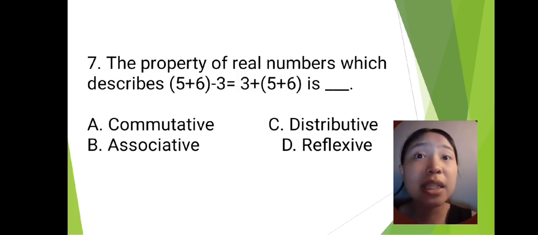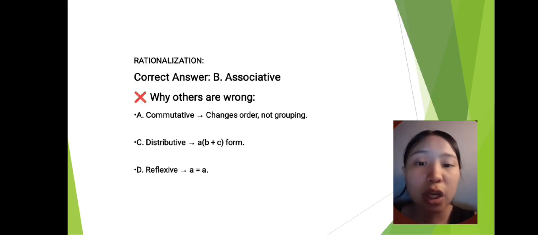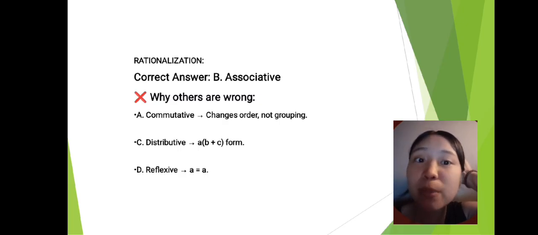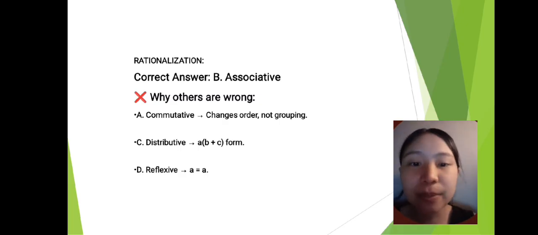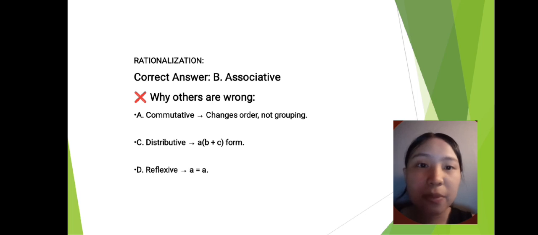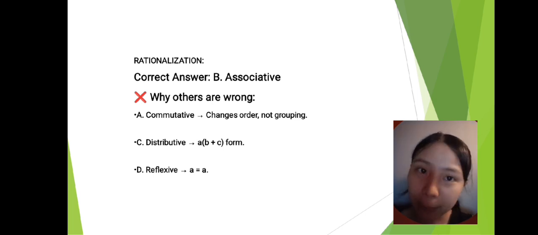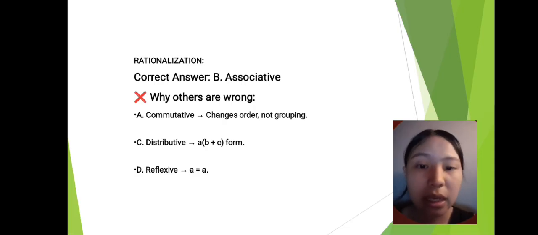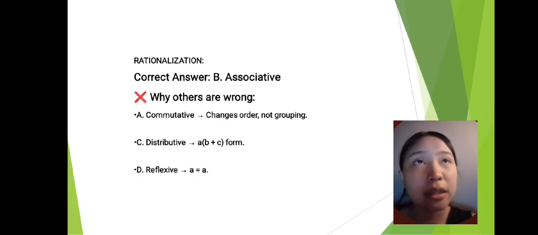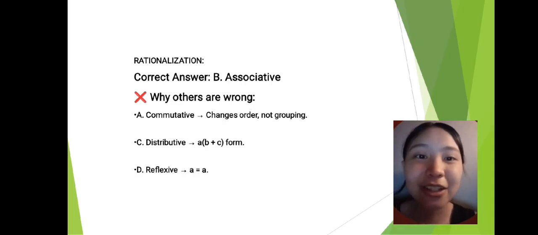The correct answer is letter B, associative. So, ang commutative changes order, not groupings. Katong 5 plus 2 is equals to 2 plus 5. Si distributive, katong si A times the quantity B plus C, mag-distribute mo sa iyahang nasa gawas. Si reflexive, A is equals A, 1 is equals 1, 0 is equals to 0. So, the correct answer is letter B.